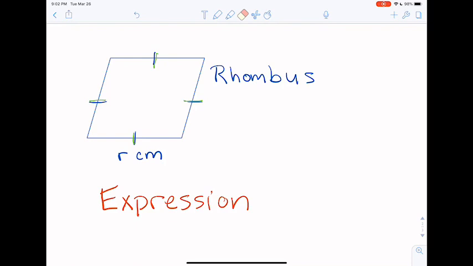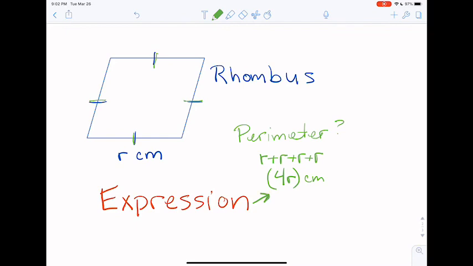So if I want to find a perimeter of the rhombus, if that's my question, what's the perimeter of the rhombus? So I would say it's r plus r plus r plus r. Well, that is 4r centimeters. So the perimeter is 4r centimeters. That is the expression. Now the reason it's called an expression is we have our term here. There's no equal sign. So that's our expression.